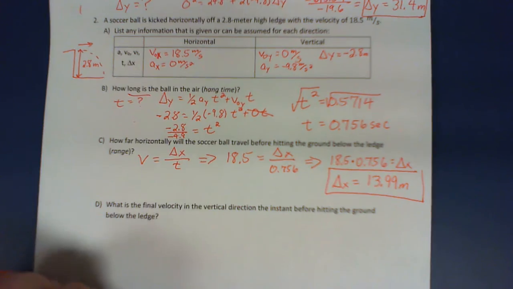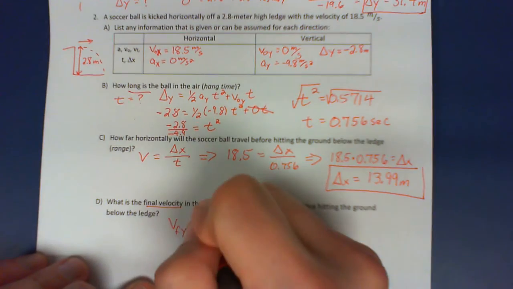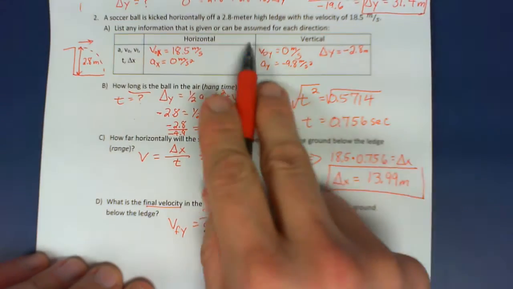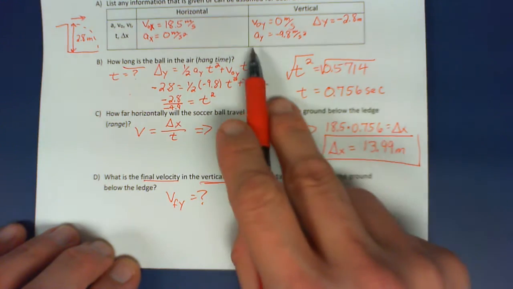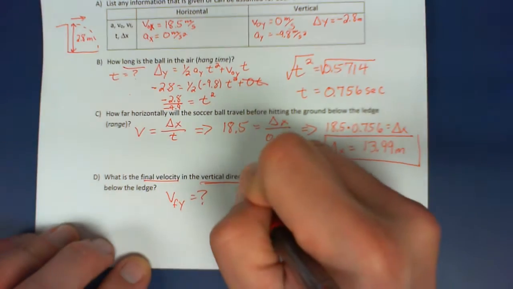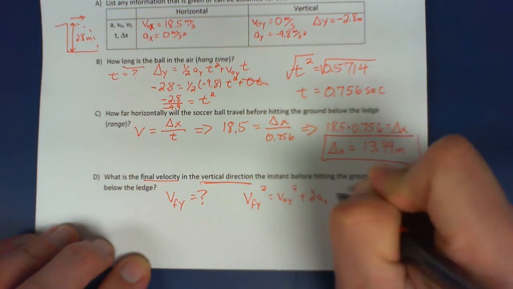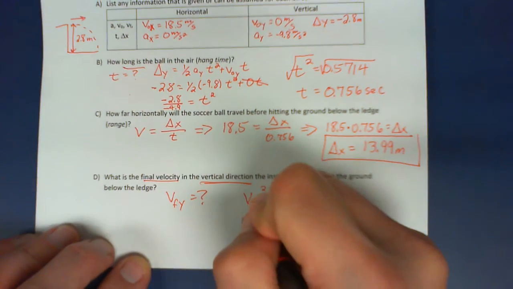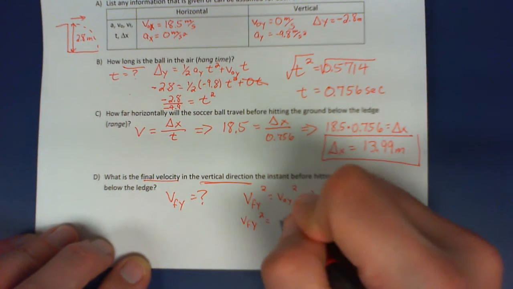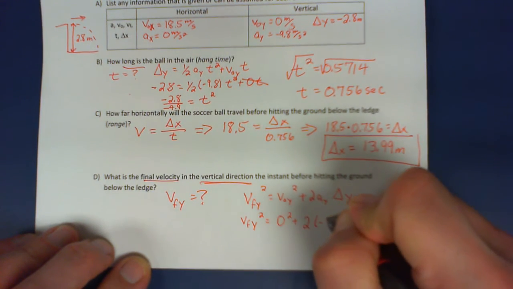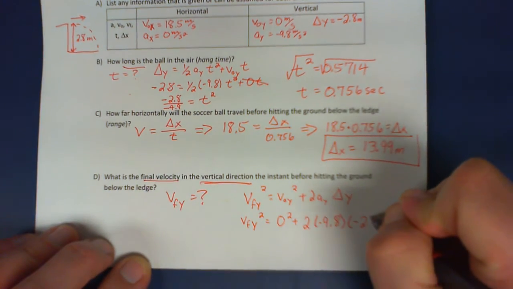All right. Part D, what's the final velocity in the vertical direction? So we're looking for the final velocity in the y direction. Again, we have enough information in our y direction in order to find that final velocity. Based on the initial velocity, the displacement, the acceleration, looking for the final velocity, we get final velocity squared equals initial velocity squared plus 2 times acceleration times displacement. Final velocity squared is going to be equal to the initial velocity in the y direction, which is 0, squared, plus 2 times acceleration, negative 9.8, times delta y, which is the displacement in the y direction, negative 2.8.